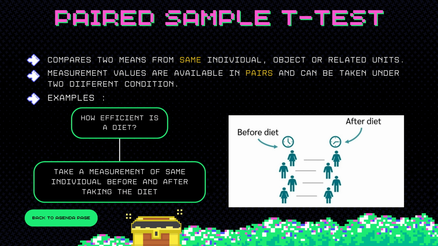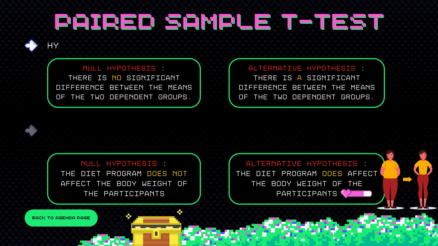For example, we want to know how efficient a diet is. Thus, we take a measurement of several groups of people before dieting and then precisely weigh them after the diet. Then, we compare the results before and after the diet. Next, the null hypothesis for this example is the diet program does not affect the body weight of the participants, while the alternative hypothesis is that the diet program does affect the body weight of the participants.